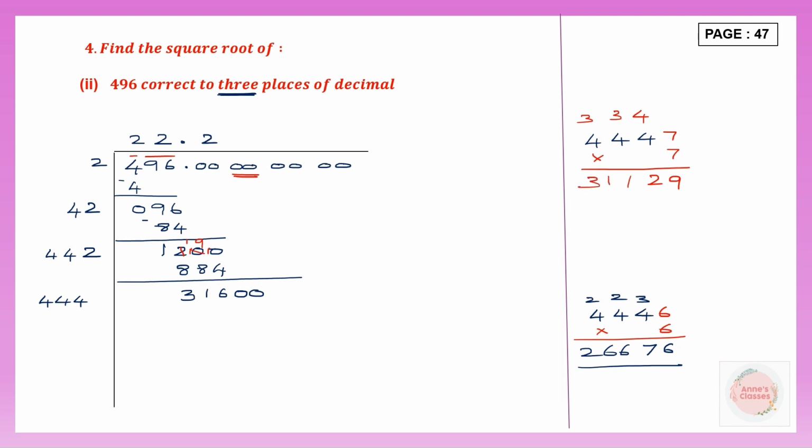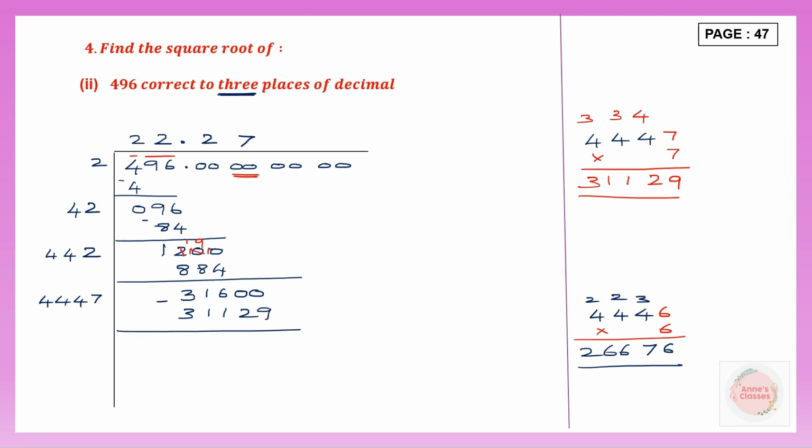So here we have 31,129. So 31,129 is smaller than this. So we can write this. So that means next to 444 we have to put 7. So let's write 7 here. So 4,447 into 7 will give us 31,129. So we have to write our numbers carefully.